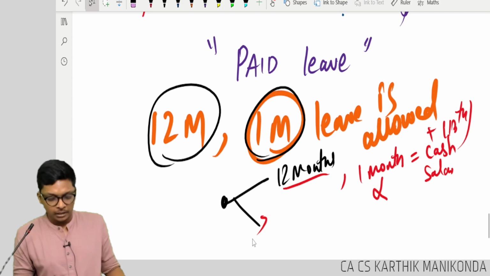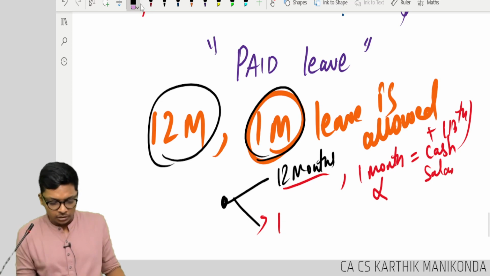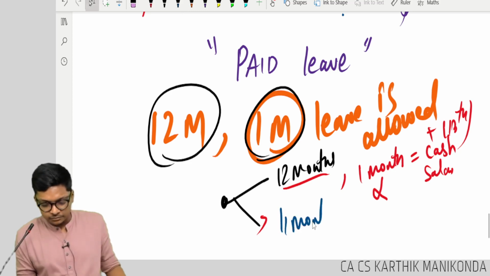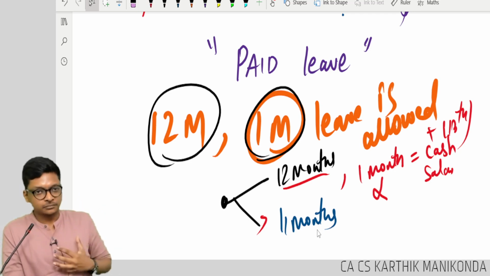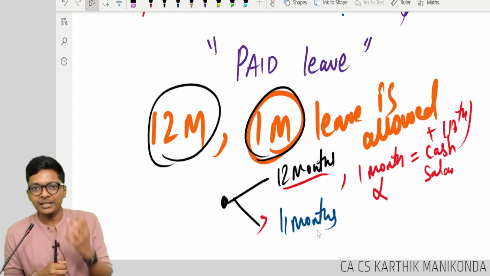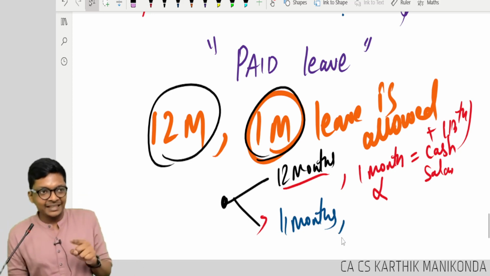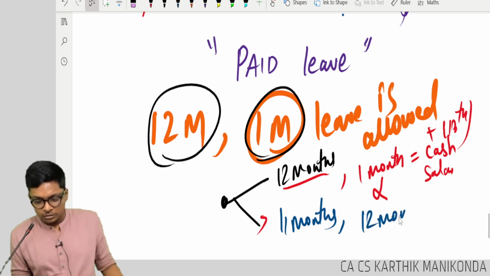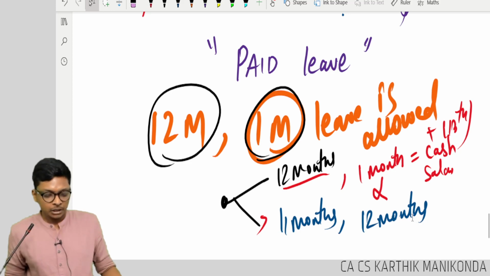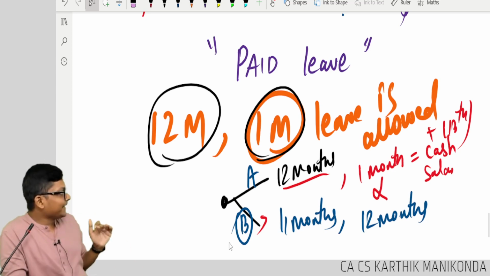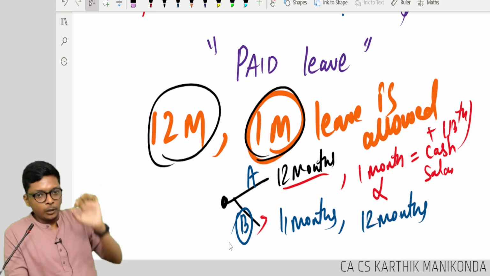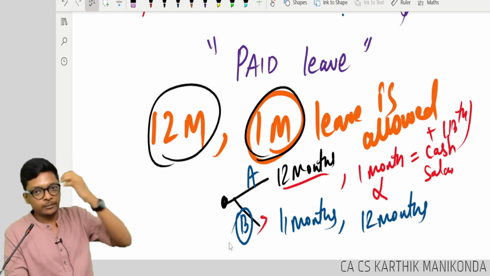Paid leave. Situation 2. He worked for 12 months. Okay, out of 12, he worked only for 11 months. He worked only for 1 month, he took the leave, guys. Rajaram is not a workaholic. Okay, he took the leave. But still, he got salary for 12 months. Now, option A, option B. How many of you paid leave is option A? Paid leave is option B. Perfect. Most of you got it B.